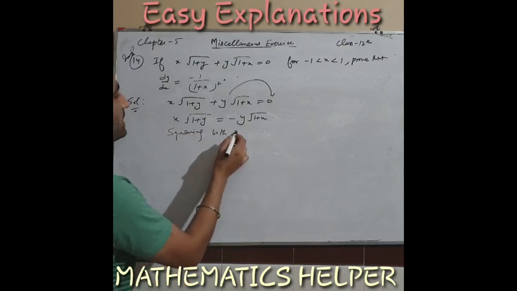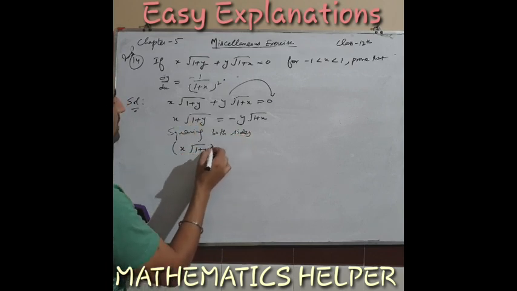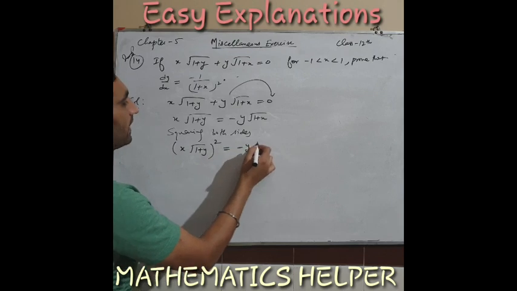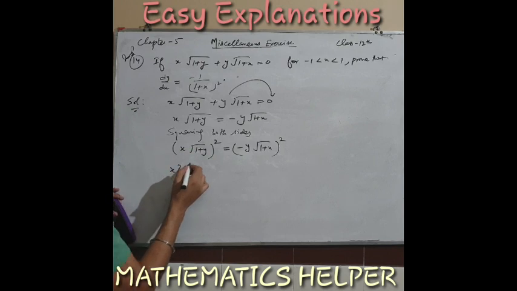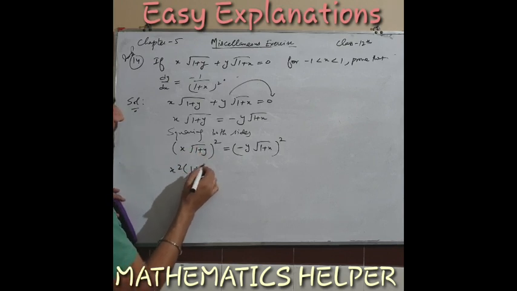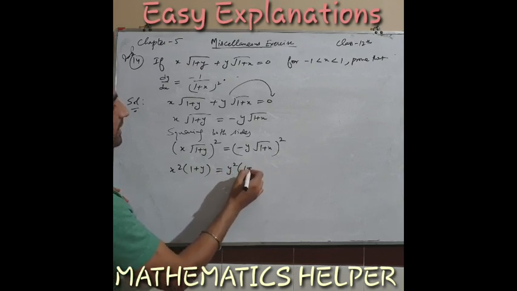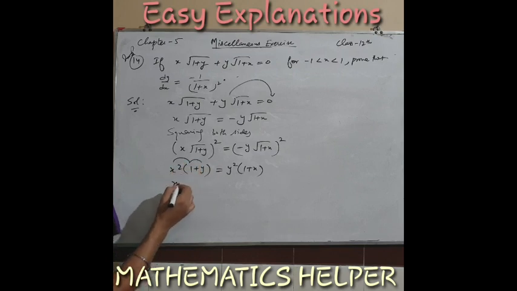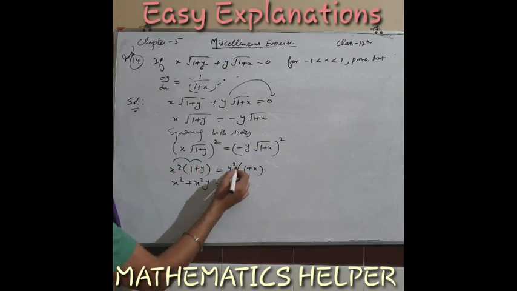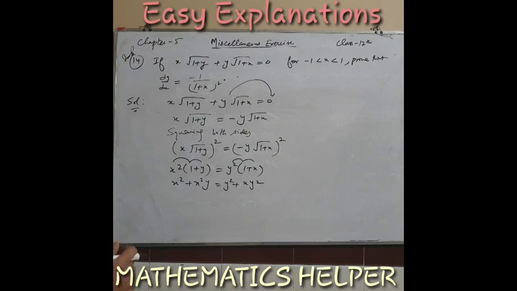So squaring both sides will give the square of the left side, meaning x into square root of 1 plus y raised to power 2, minus y square root of 1 plus x raised to power 2, which will give us x square. The square root will eliminate from 1 plus y, and here y square, the square root will eliminate from 1 plus x. Then multiply these with x: x square plus x square y square plus xy square. So we have this kind of calculation.